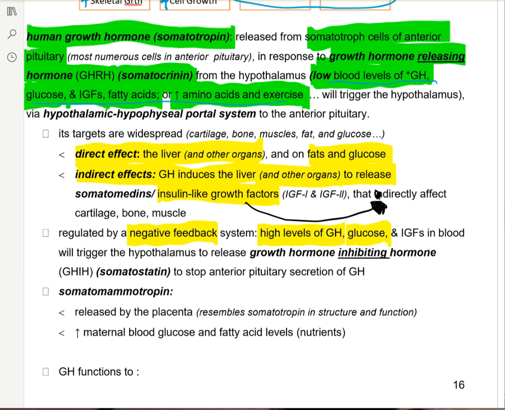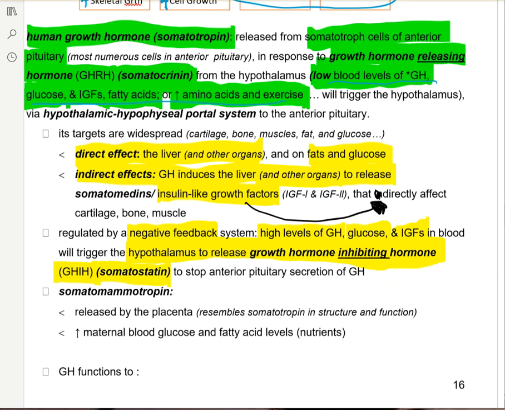High levels of glucose should shut it off. If we have too much glucose, that would be bad and we need to stop. High levels of IGFs, if we have too many of those, we're doing too much growing and building, so we should stop. So all of these things will cause the hypothalamus to release growth hormone inhibiting hormone. This is our first inhibiting hormone. And this is called GHIH. And this is called somatostatin.